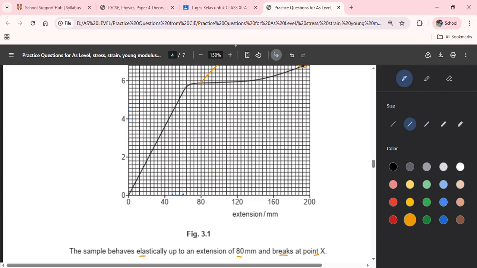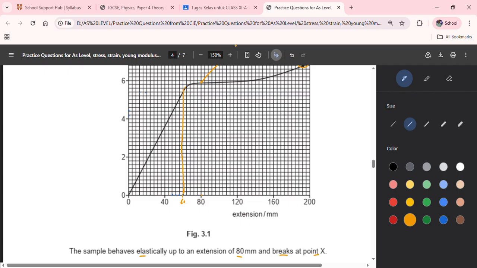So 40 to 80 is 20. 20 divided by 10 is 2. So 1 square is 2. So 42, 44, 46, 48, 60. How about 60? 60 here. So 60 going up. Yeah, it's about like this. The limit of proportionality is here.